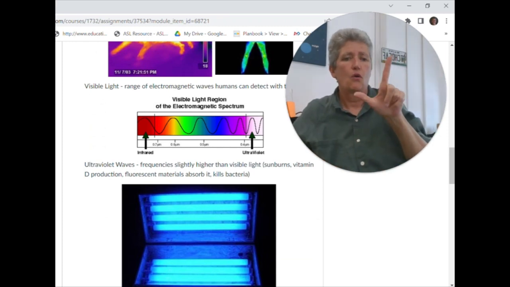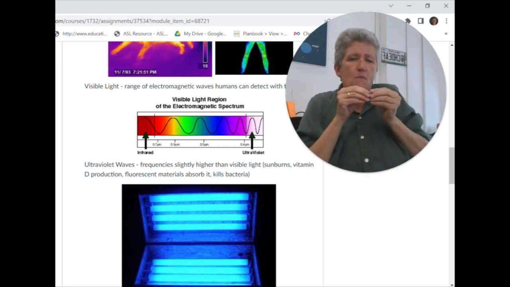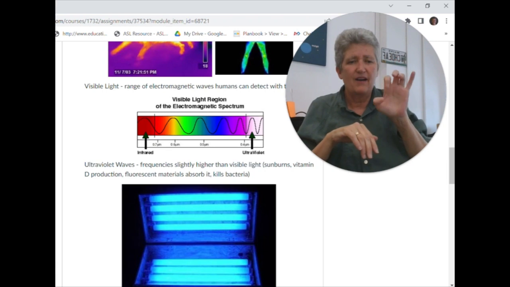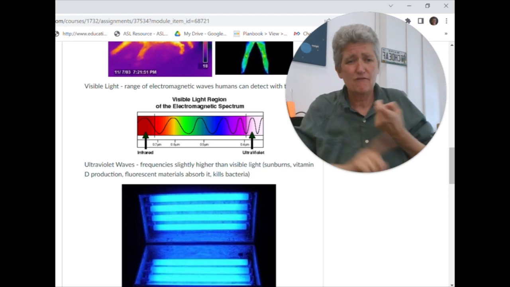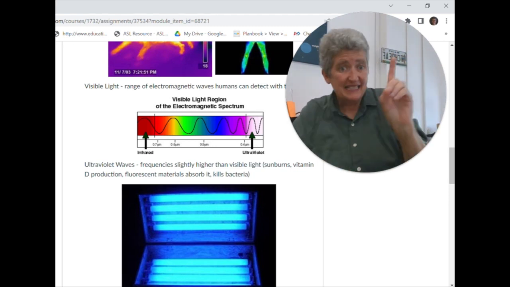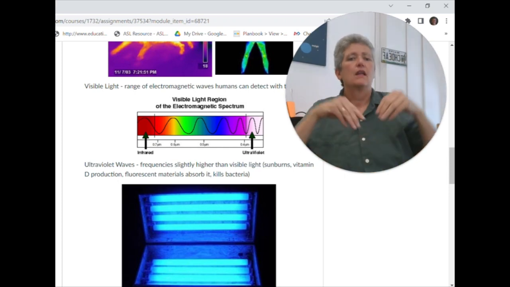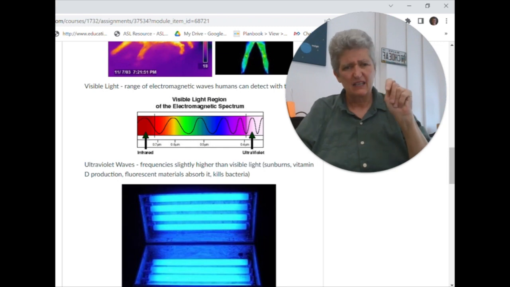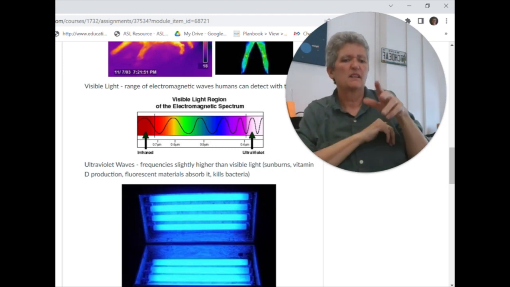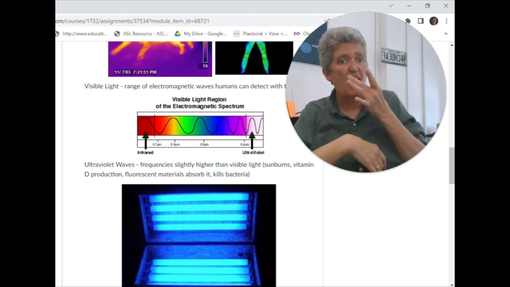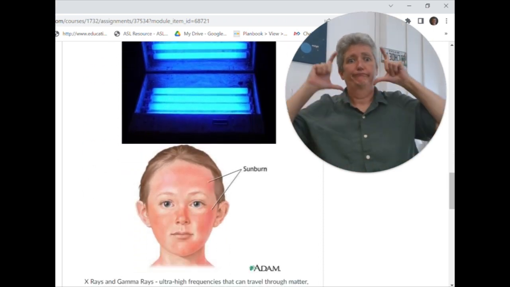So then beyond the visible light, the next one is ultraviolet. It's a little bit faster than the violet that you can see. So when you get a sunburn, you get red from the sun, that's the UV. Well, you get vitamin D also from that UV light. It's light that can help to kill bacteria, which is kind of cool. UV light can help kill bacteria. And there you go. You see a sunburn there.